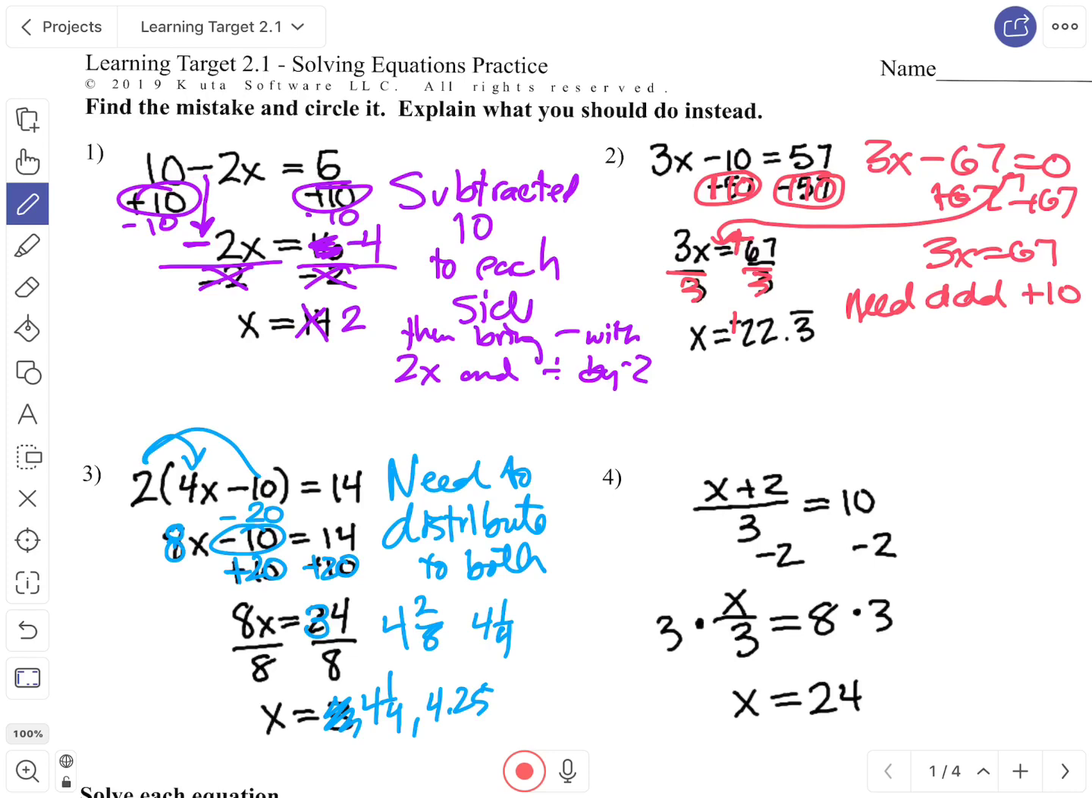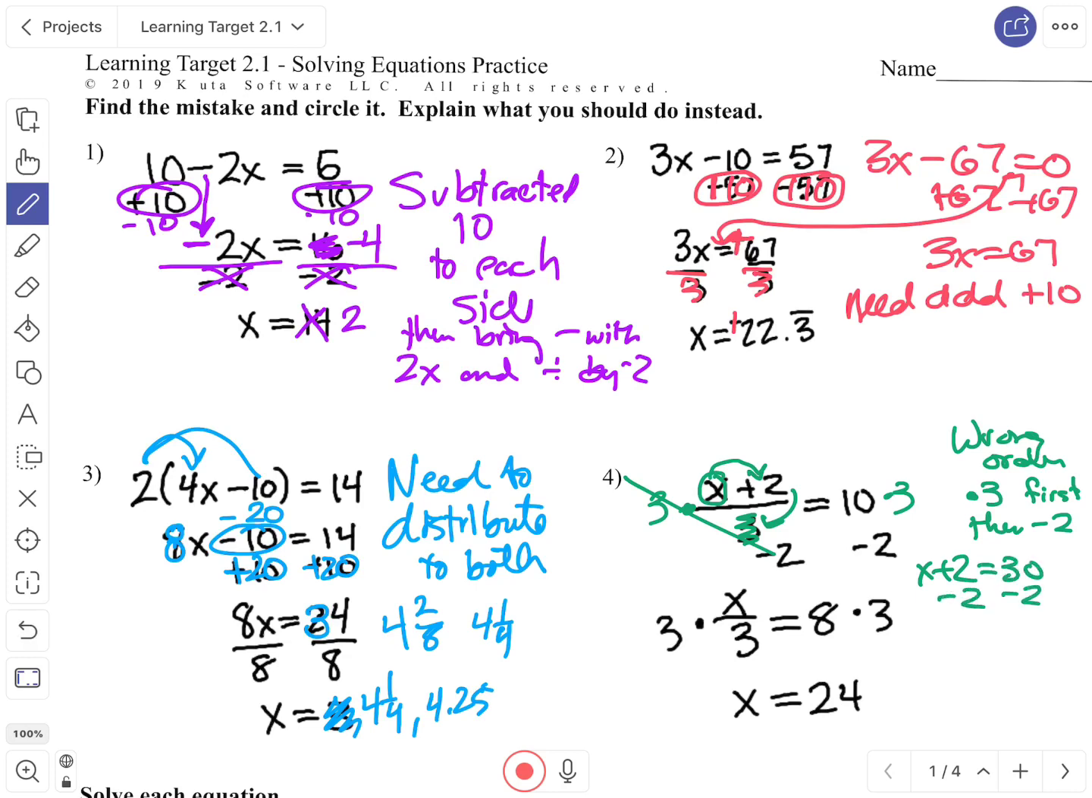Now, number 4. They started by subtracting 2. Okay, now remember, when we deal with order of operations, we're doing it backwards. So had we known what x was, we would add 2, then divide by 3, which means we need to get rid of this 3 first by multiplication. So they did the wrong order. We would times by 3 first, then subtract 2. Okay, so by multiplying by 3, you'd cancel those out. And we'd get x plus 2 equals 30, because 10 times 3 is 30. Then we subtract 2, we get x equals 28. Okay?